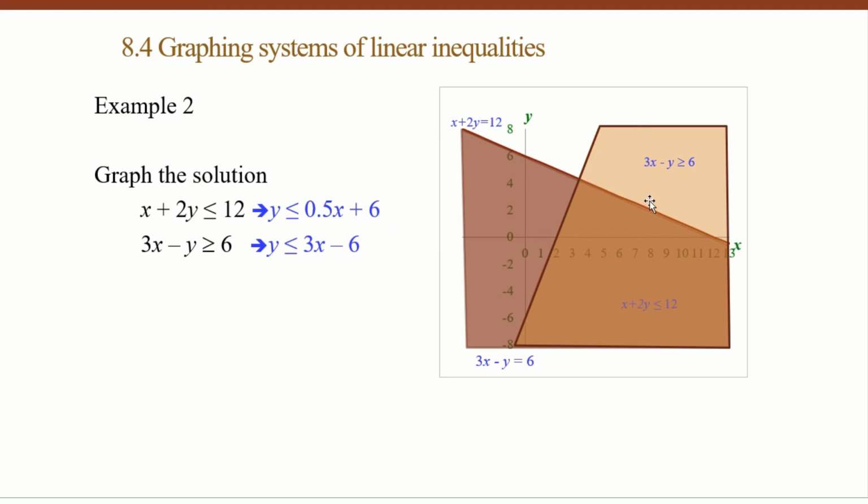You draw the line through. The next one, when x is 0, y is negative 6. Do you see negative 6? When y is 0, 3x equals 6, x is 2. You draw the line. So now you need to know where to shade.